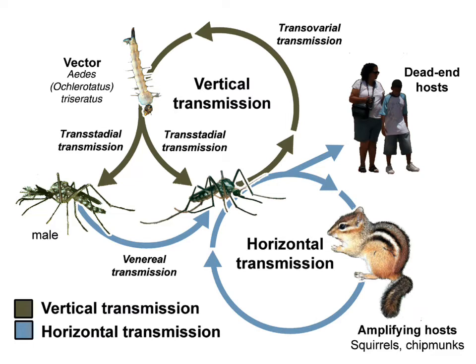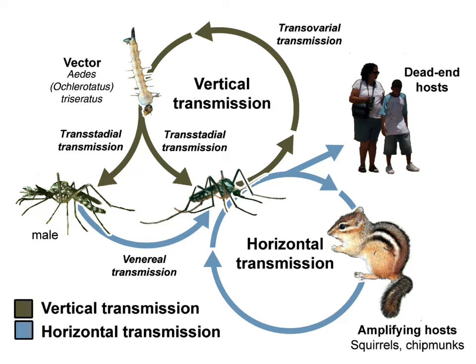Now we have a transovarial cycle as well, vertical transmission. An infected female can transmit the virus to her progeny through the egg. And when those eggs hatch, the larvae will be infected and they will give rise to infected adults. This is important because this is the overwintering mechanism for the virus as well as for the mosquito. The mosquito lays drought-resistant eggs that are freeze-resistant, and the infected larva inside the egg survives so that when it hatches in the spring, it emerges as an infected adult.